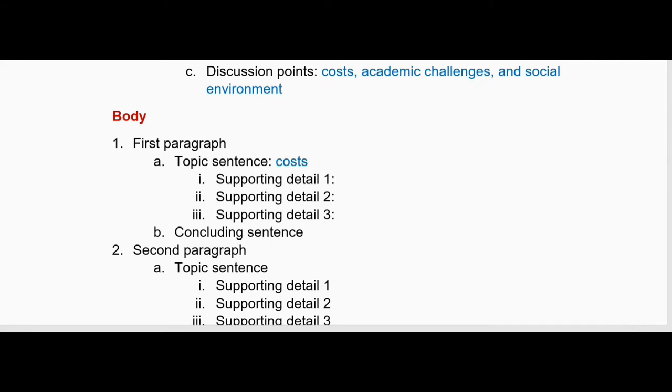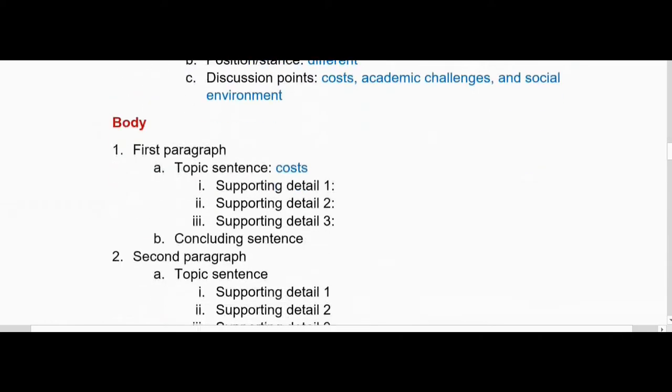So usually I suggest my students have three supporting details. Now, these details have to be related to cost. They cannot be more general than cost. They have to be the subcategories within cost. And those are in the body. Okay? So now let's get to the examples.